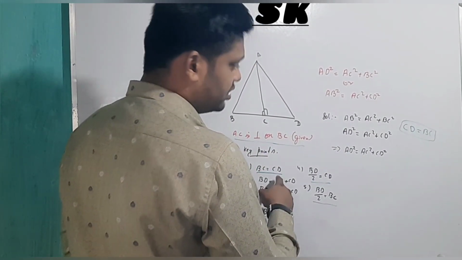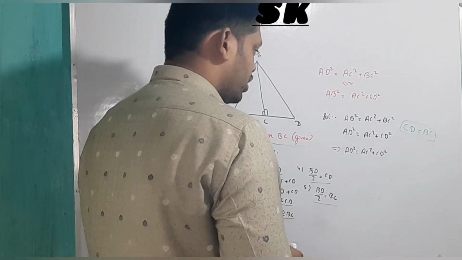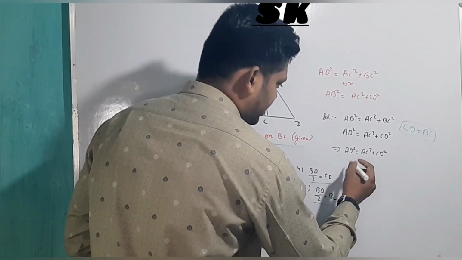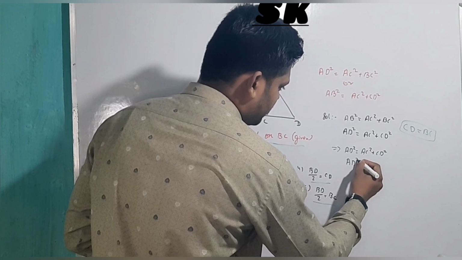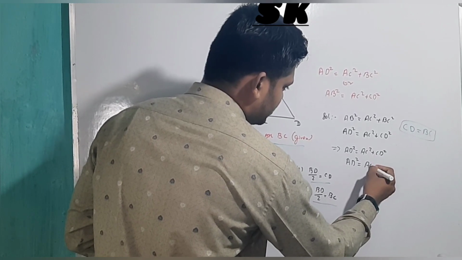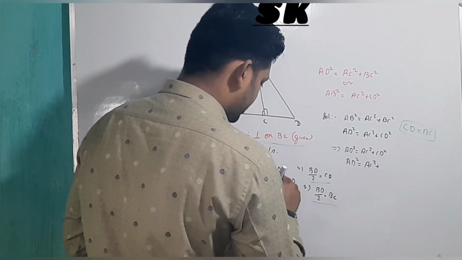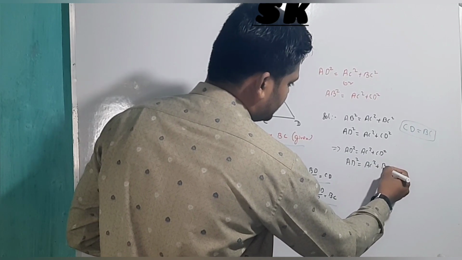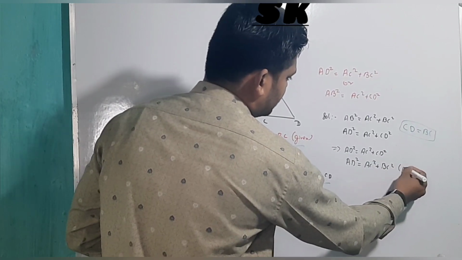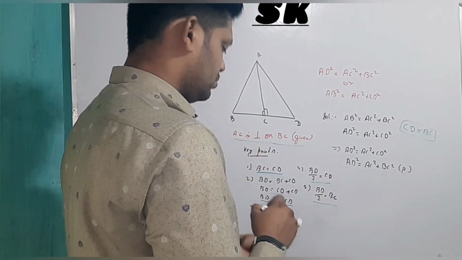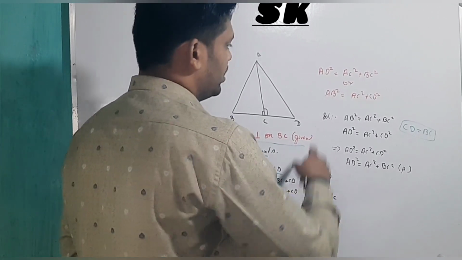Sir, BC is equal to CD. The first point only is there. Okay, so in the next one, I can write that AD square is equal to AC square plus CD, and CD is equal to BC, so I can write BC square. So proved. And the second one, AB, we have to use.